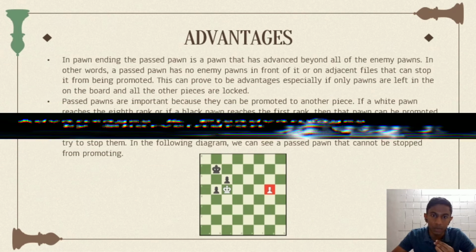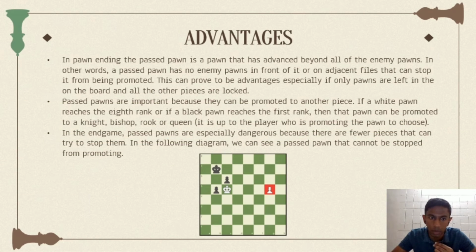I'll be explaining about the advantages and disadvantages of pawn ending. In pawn ending, the passed pawn is a very important tool. The passed pawn is a pawn that advances beyond all the enemy pawns. In other words, a passed pawn has no enemy pawn in front of it or adjacent pawns that can stop it from being promoted. This can prove to be very advantageous in pawn ending if only pawns are left on the board and all the other pieces are locked.